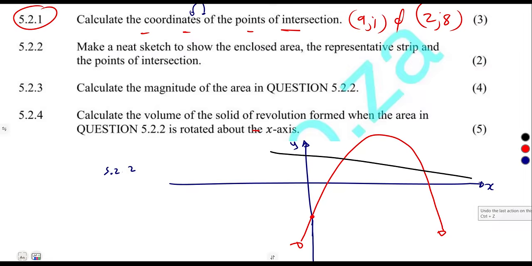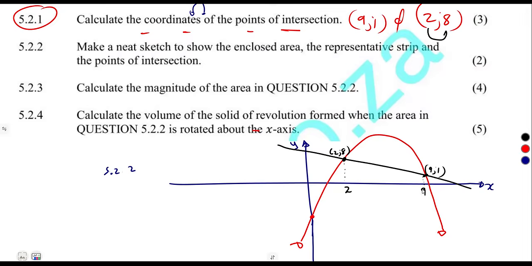All right, so you can just have something like that, so that they can intersect at 2 points. The first point of intersection is (2, 8), so x is 2, and the second is (9, 1), so the x value is 9. So this is what you're going to have.